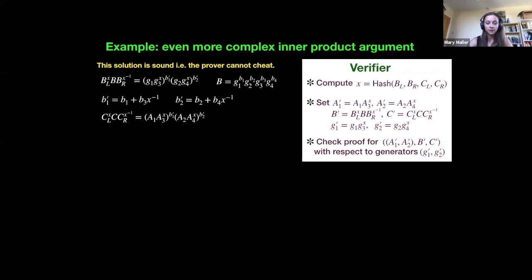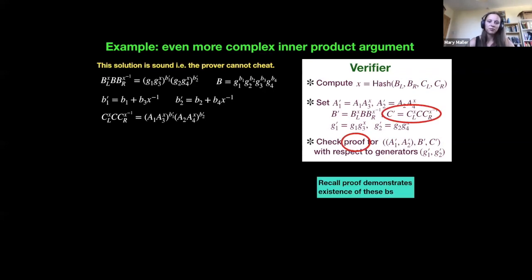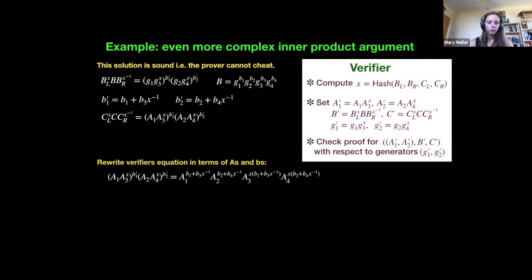We now look at our second verifier's equation. This time we have a proof that this verifier's equation must be satisfied. So this time we're going to use that CL to the x times C times CR x to the minus 1 is equal to A1, A3 to the x to the power of B1 dash, A2, A4 to the x to the power of B2 dash. We rewrite the verifier's equation in terms of the A's and the B's.